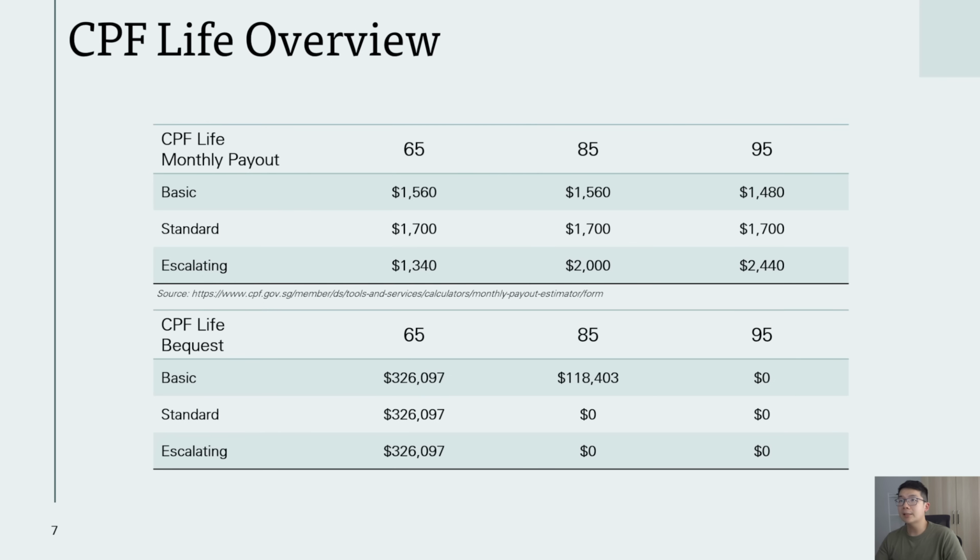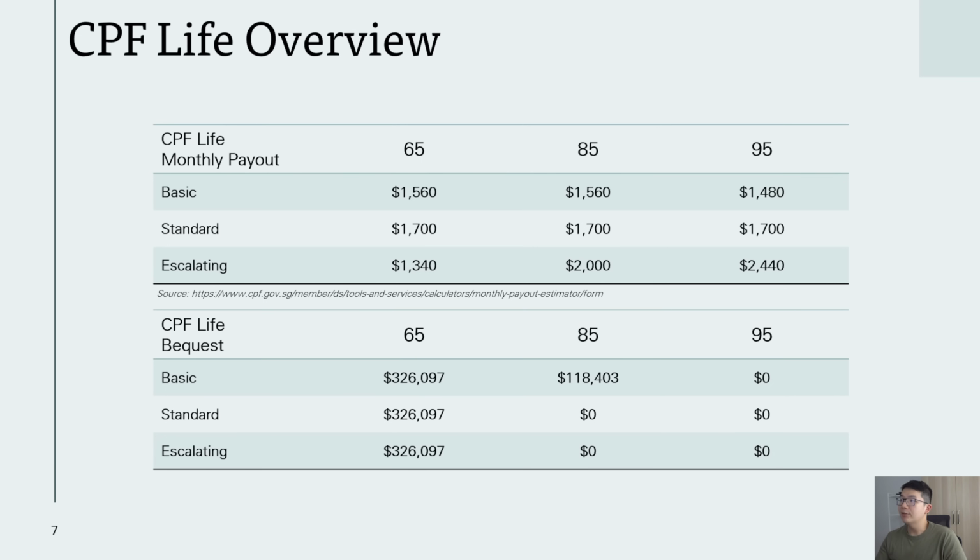So for the basic, standard and escalating plan at 65, as you can see, basic is 1,560, standard plan is 1,700, and the escalating plan is 1,340. And this is on the current FRS, which is $213,000. So at age 65, if you put $213,000 into your RA account and you pledge it for CPF Life, of course, these are the payouts that you get. So as you can see, escalating starts out at the lowest, basic is in the middle, and standard is of course higher.